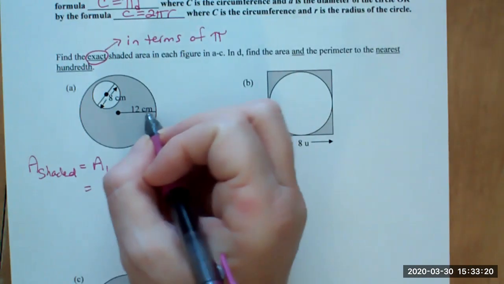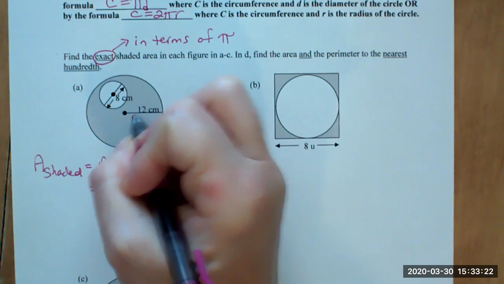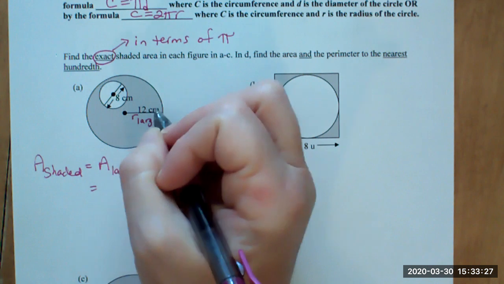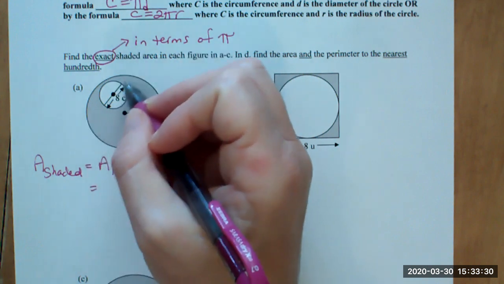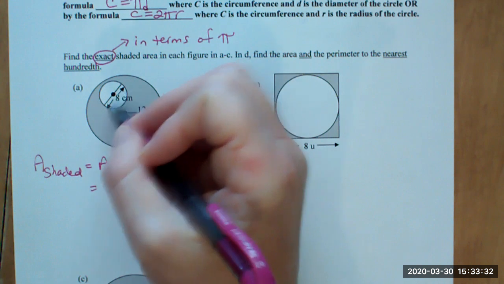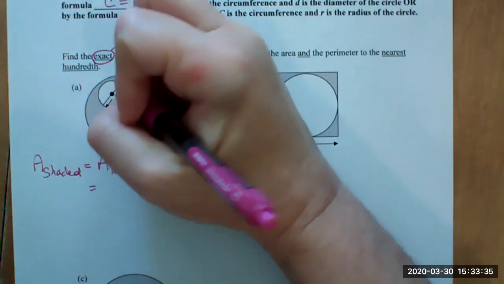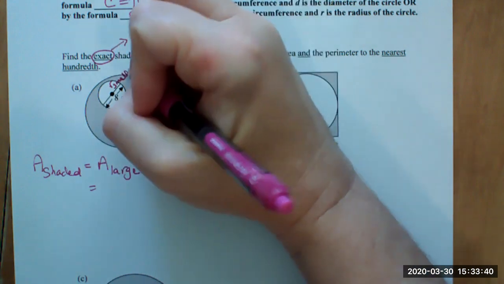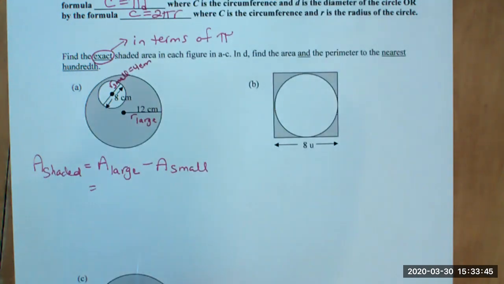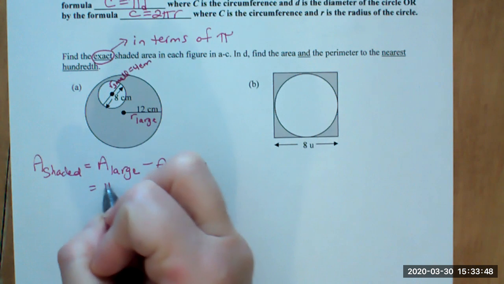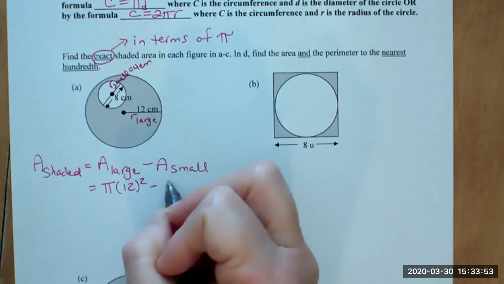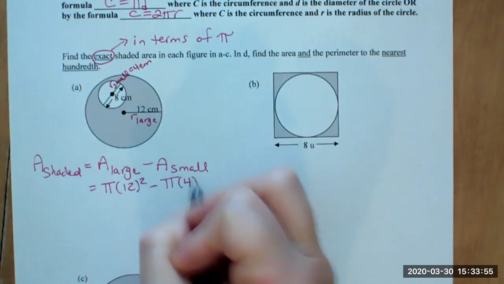For the large circle, the radius is 12 centimeters. For the small circle, we're actually given the diameter, so the radius of the small circle is 4 centimeters, half of 8. Those are the values we're going to substitute. For the area of the large circle, we say pi times 12 squared. For the small circle, pi times 4 squared.